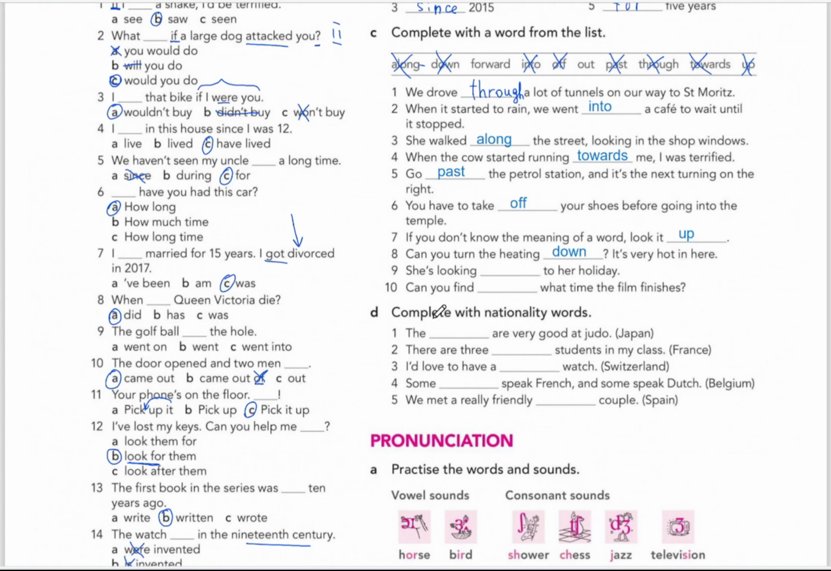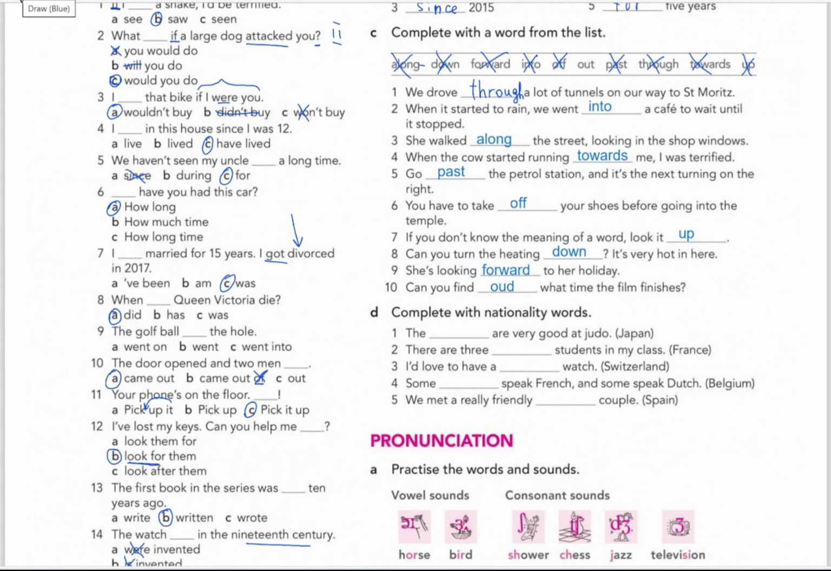Okay. She's looking forward to her holiday. This is like, you want something with too much desire and want. So looking forward. Looking forward to is a special phrase that we need to kind of memorize, guys. Yeah. So she is looking forward to her holiday. And number 10, can you find out what time the film finishes? Can you find? Like, can you know? Can you find out? All right, guys.